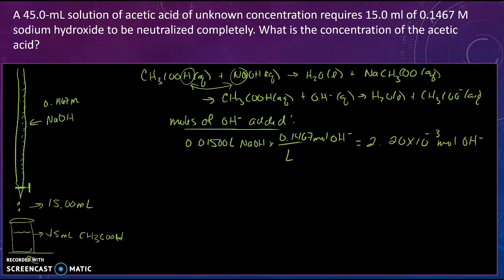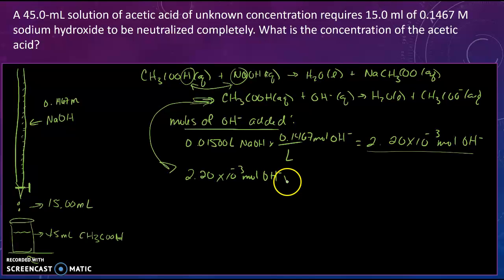All right, so we have that many moles of hydroxide that we've added. Now, what we know from up here, once again, is that for every mole of hydroxide that I add, it's going to neutralize 1 mole of the acetic acid. And so, using the stoichiometry of that problem, what I'll say is 2.20 times 10 to the minus 3 moles of hydroxide, and then 1 mole of hydroxide will neutralize 1 mole of acetic acid.